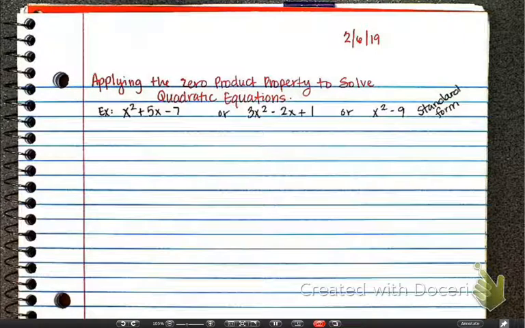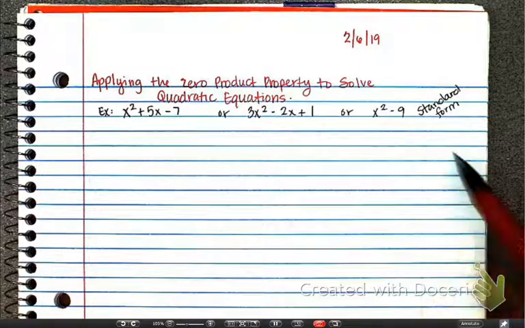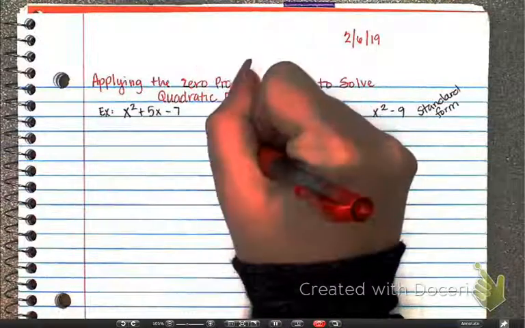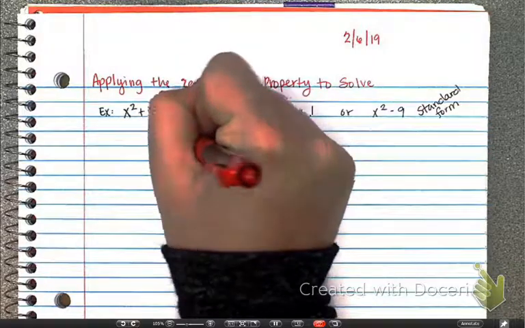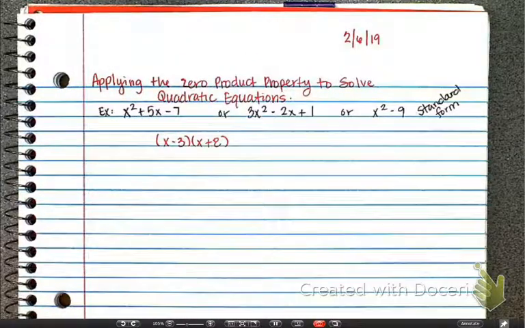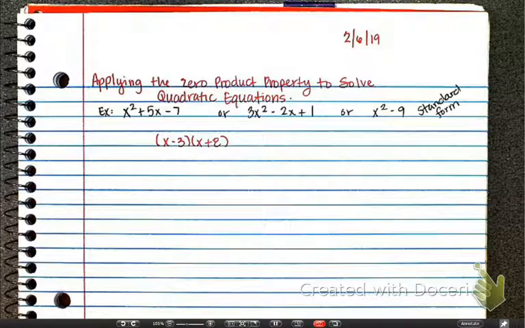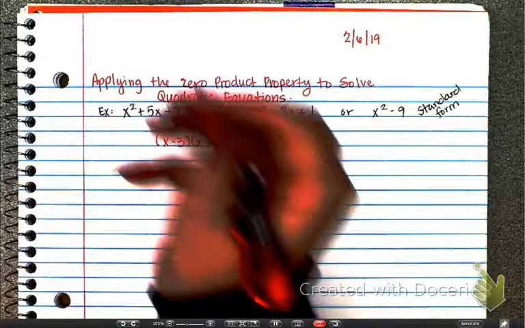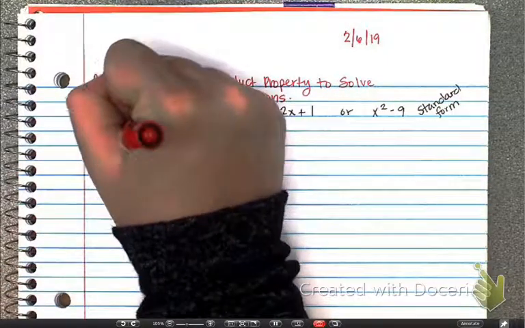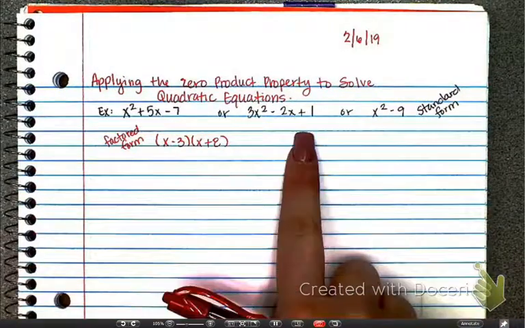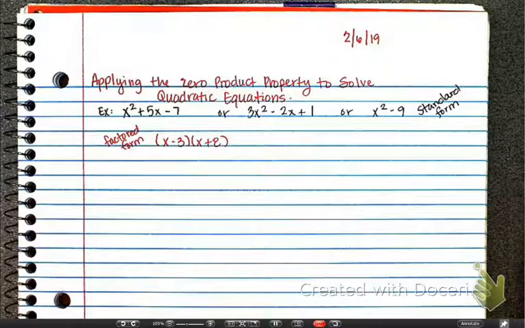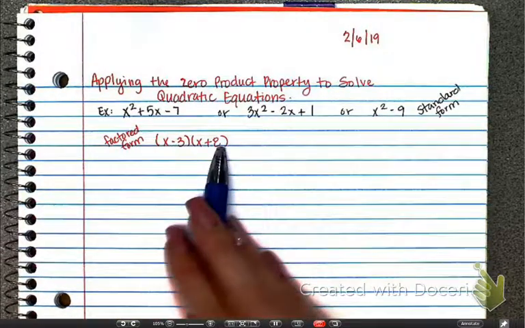Now, before we actually multiplied out and wrote in standard form, we had an expression that looks something like this. Okay, x minus 3 times x plus 8. You've seen that a lot over the last couple weeks. This is going to be known as factored form. So it's in factors, where if it's multiplied through, it's standard form. Okay, so factored form versus standard form.